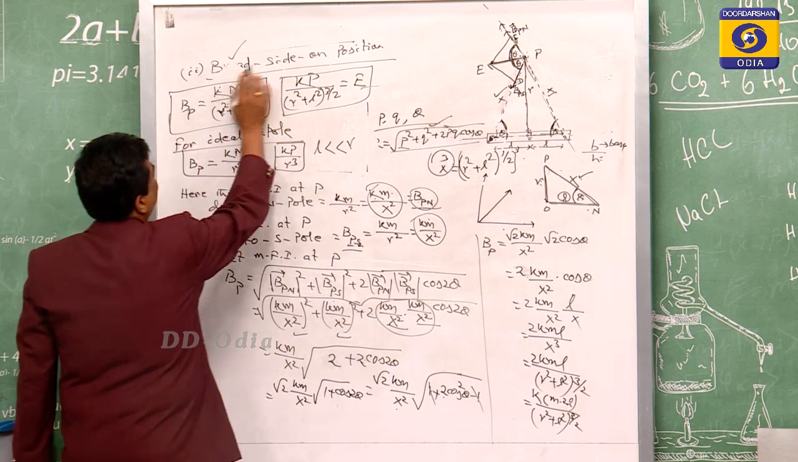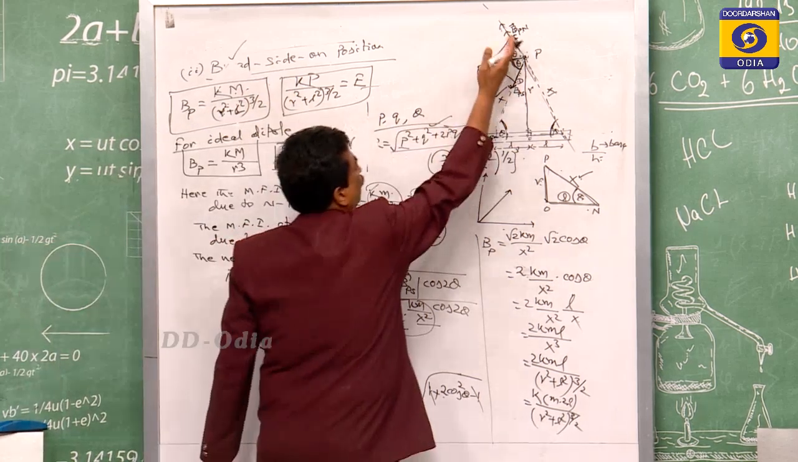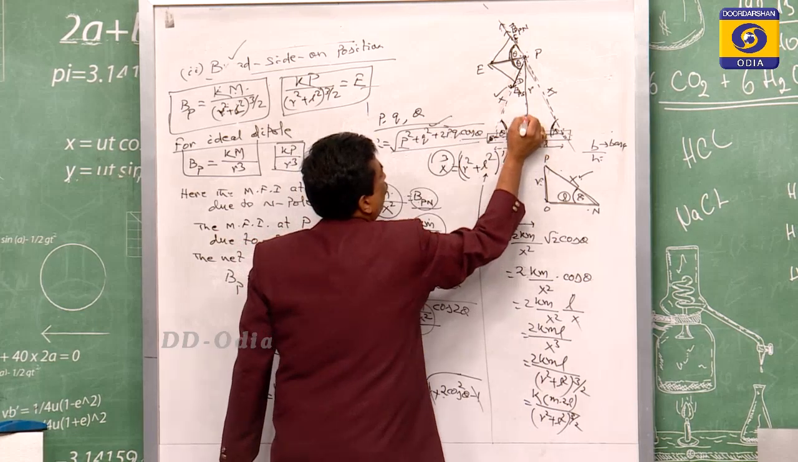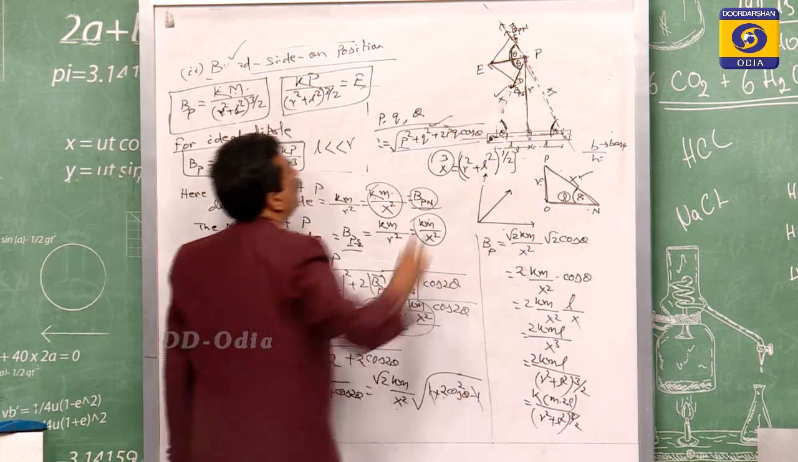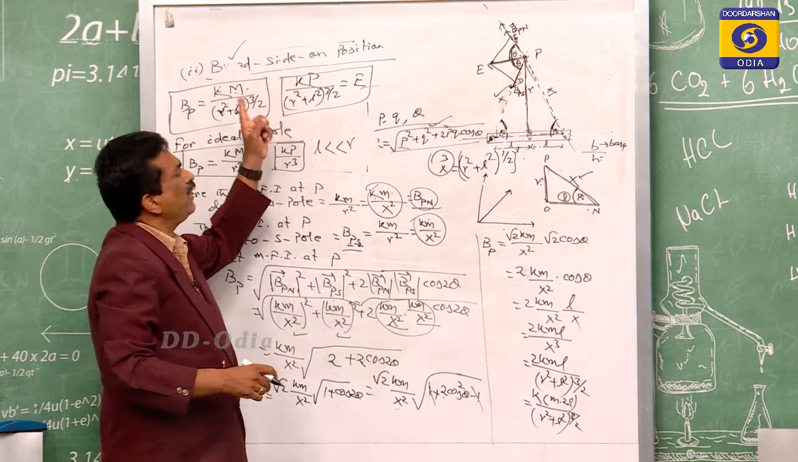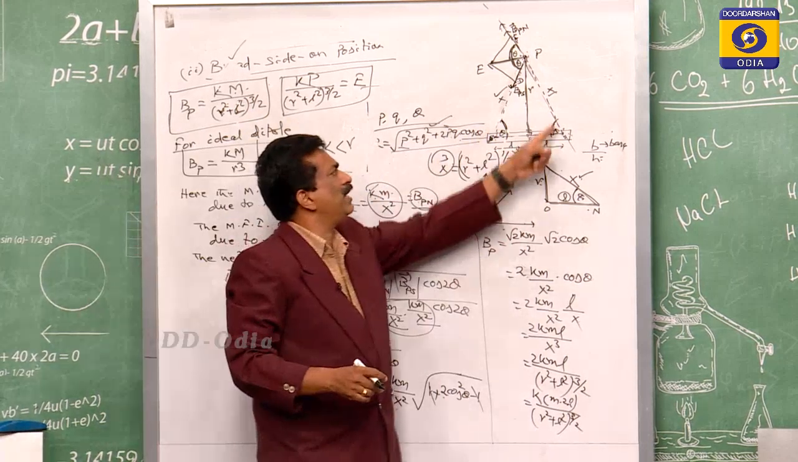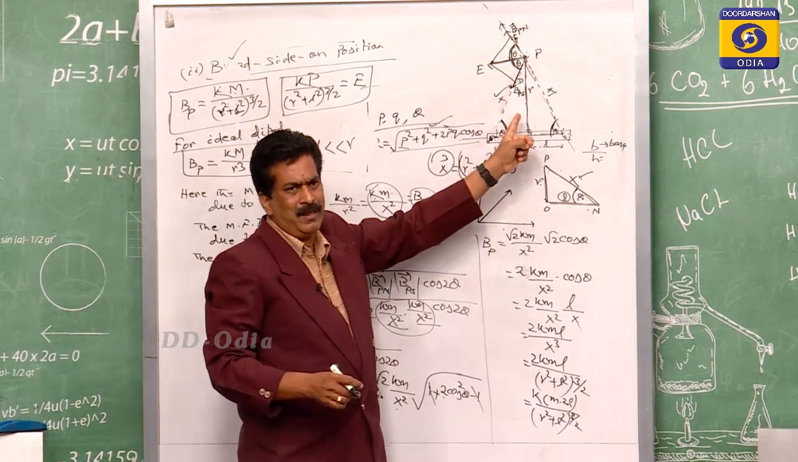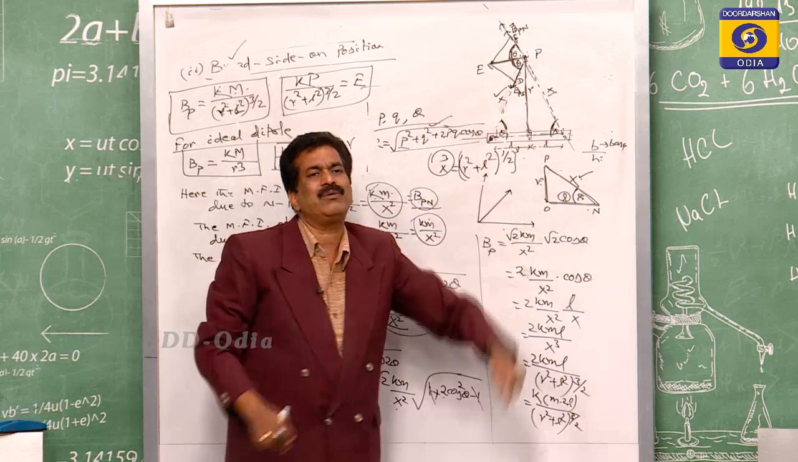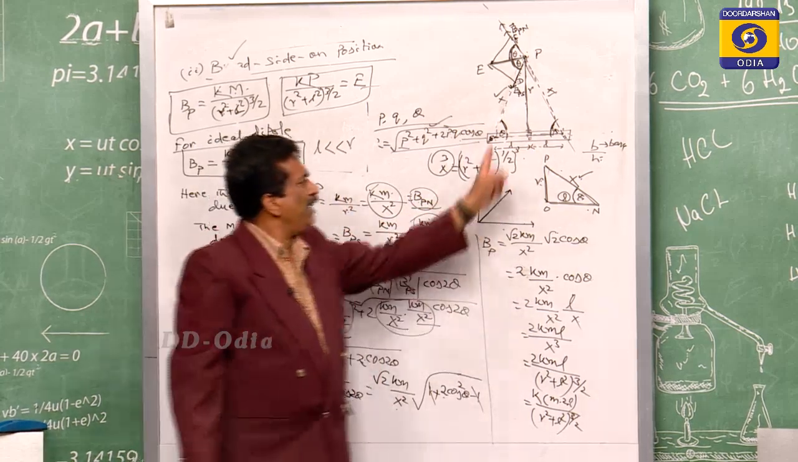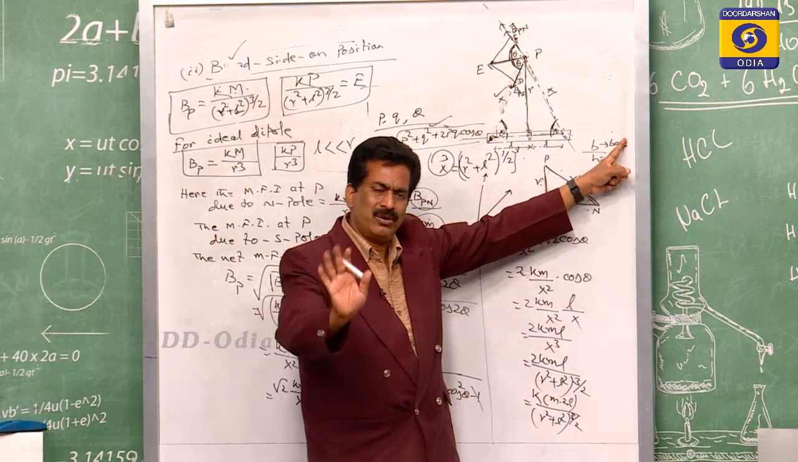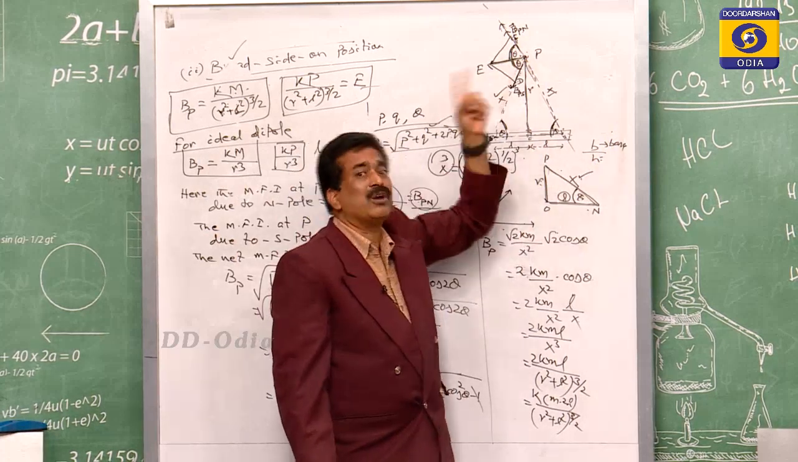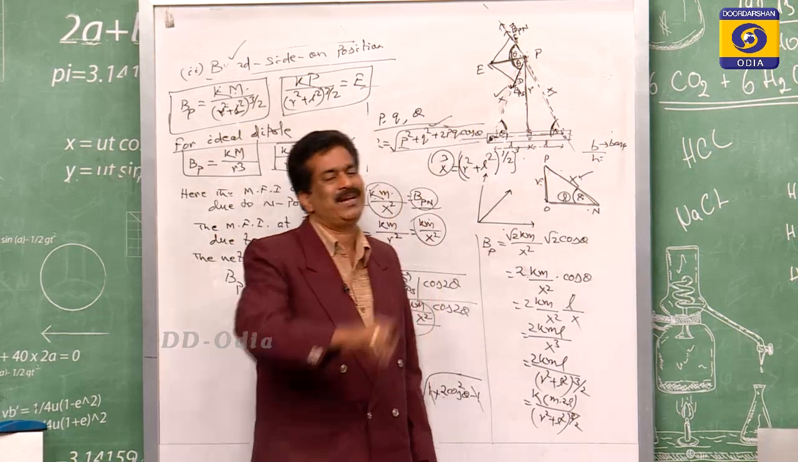This position's name is broadside on because it is on the broad perpendicular bisector. We have taken this position as the perpendicular bisector, or the equatorial position, because it looks like an equatorial one. Another thing will come to your mind, if it is on the end on position, or on the broadside on position.